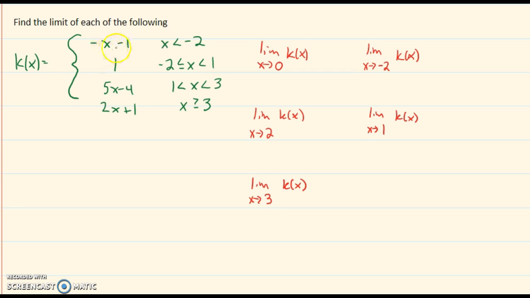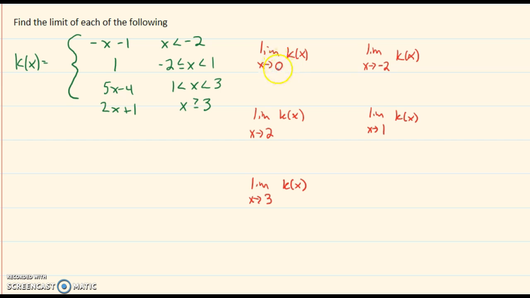We have negative x minus 1 when x is less than negative 2. It's defined as 1 when x is greater than negative 2 but less than 1. 5x minus 4 when x is greater than 1 but less than 3. And 2x plus 1 when x is greater than or equal to 3. So for limits, what we're looking to do is figure out, as we approach these numbers, what's going to happen.